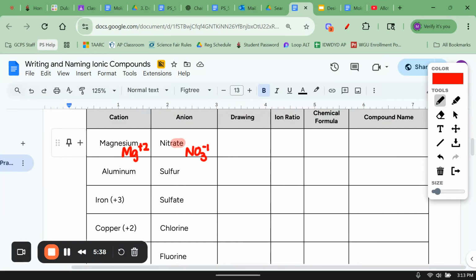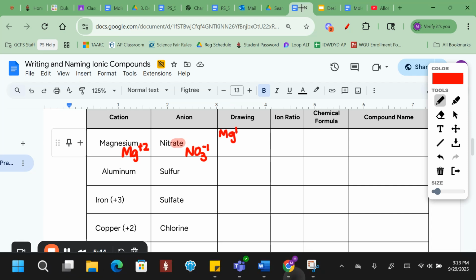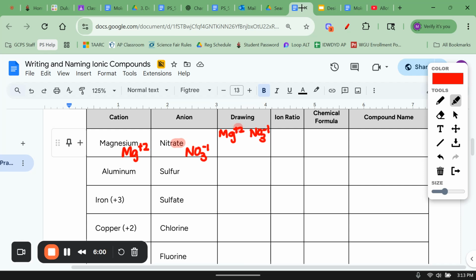Once you know what your cation and anion look like as ions, you can draw them side by side so that you can compare them. We want to compare to see if they have the same total positive and total negatives when we draw them. My total positives is at 2. My total negatives is at 1. So we do not have balance right now. We have more positives than negatives.